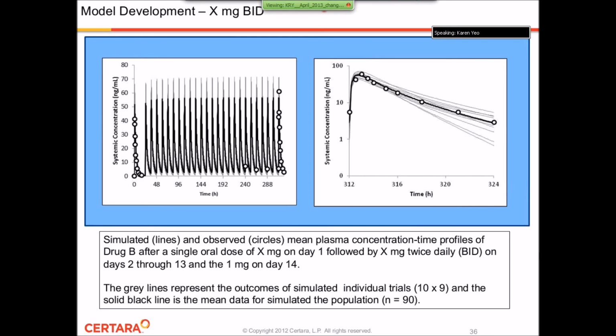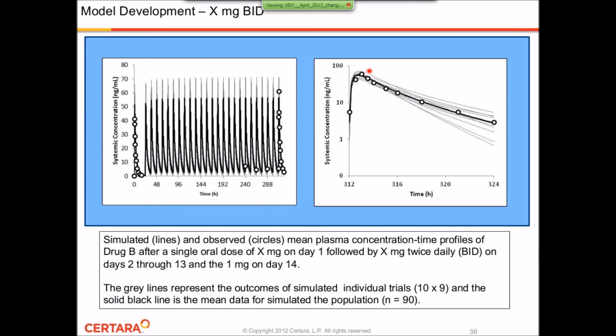So this is what the simulations look like now with observed data overlaid. During the multiple dose study, this was actually the dose X that was given on day 1 and then given twice daily from days 2 through to 13. And so this is what the simulated data looks like for the full dosing profile. This is what it looks like on a semi-log scale on the last day of dosing, which is obviously what we're trying to recover. So previously we've shown that we were able to recover the single dose data. What we're trying to show here is that we can recover the multiple dose data.